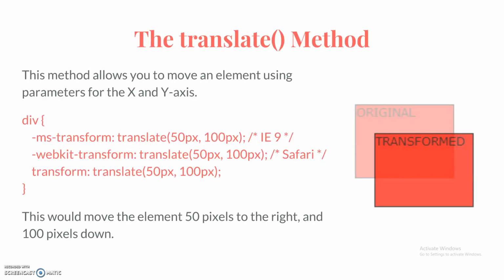We're going to start with the translate method, which basically lets us move an element across the page using the X and Y axis. We can see here we do this by using pixels, and in this example, the element would be moved 50 pixels to the right and 100 pixels down.